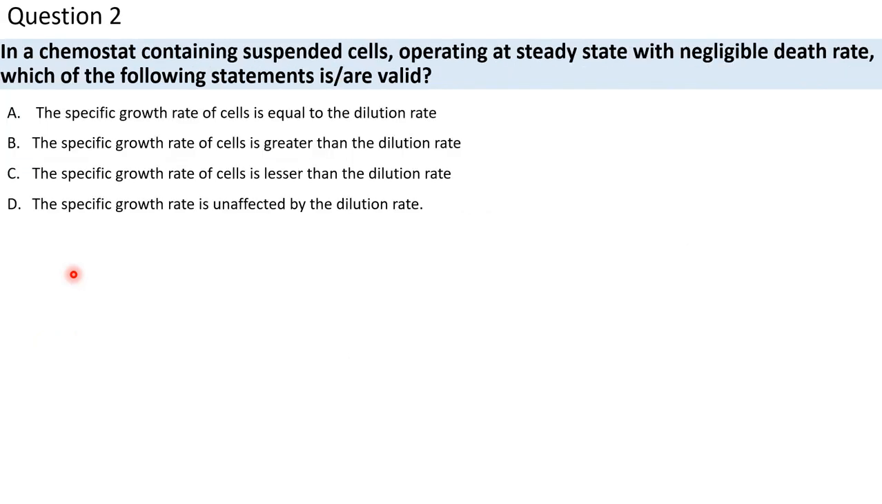Okay. Question number 2. In a chemostat containing suspended cells operating at steady state with negligible death rate, which of the following statements is or are valid? It can be either one or more than one. What they have given: the specific growth rate of cells is equal to the dilution rate. The specific growth rate of cells is greater than the dilution rate. The specific growth rate of cells is lesser than the dilution rate. The specific growth rate is unaffected by the dilution rate.